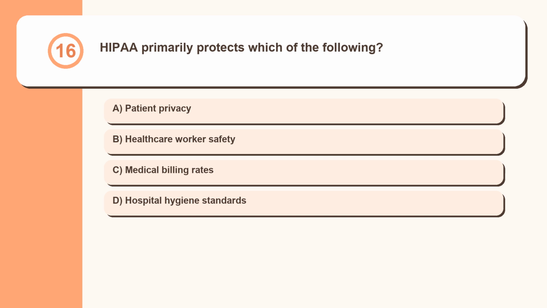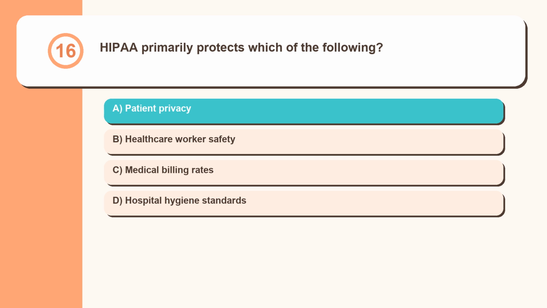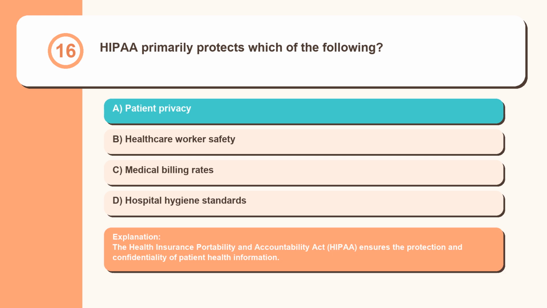Question 16. HIPAA primarily protects which of the following? Patient privacy, healthcare worker safety, medical billing rates, hospital hygiene standards. The Health Insurance Portability and Accountability Act, HIPAA, ensures the protection and confidentiality of patient health information.